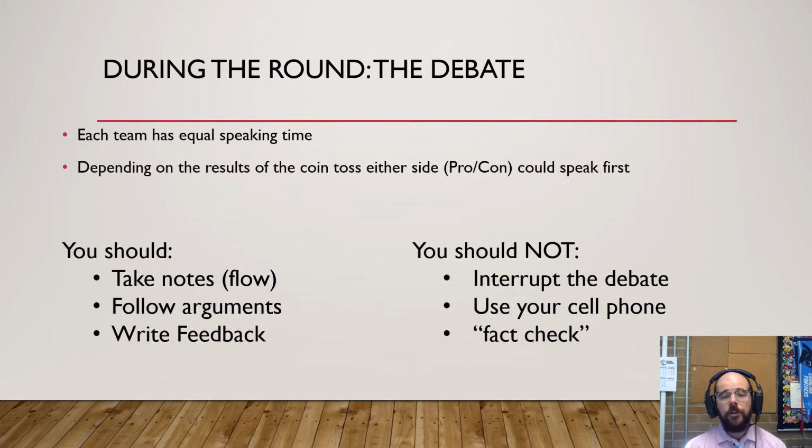During the round, you'll notice that each team has equal speaking time. Each debate competitor speaks twice in the round and participates in a couple of different crossfire periods. Depending on the results of the coin toss, either side, the pro or the con, could be speaking first. Please make sure that you are filling out the correct portion of your ballot for the speakers that are speaking.